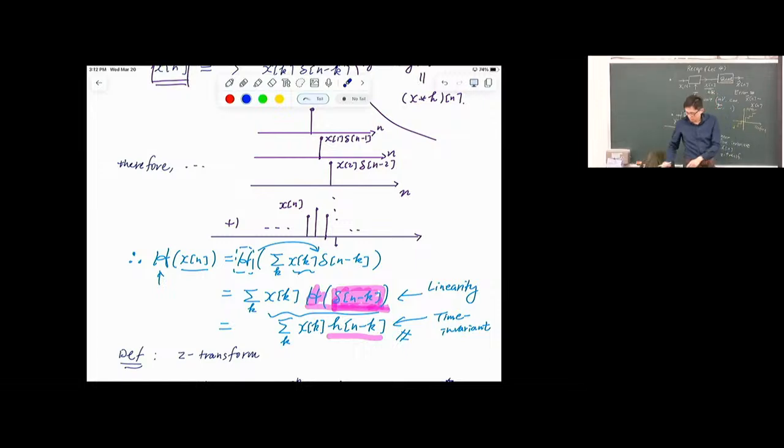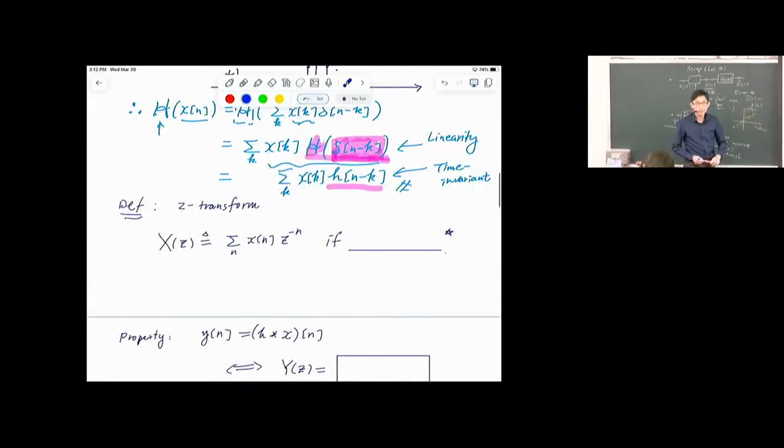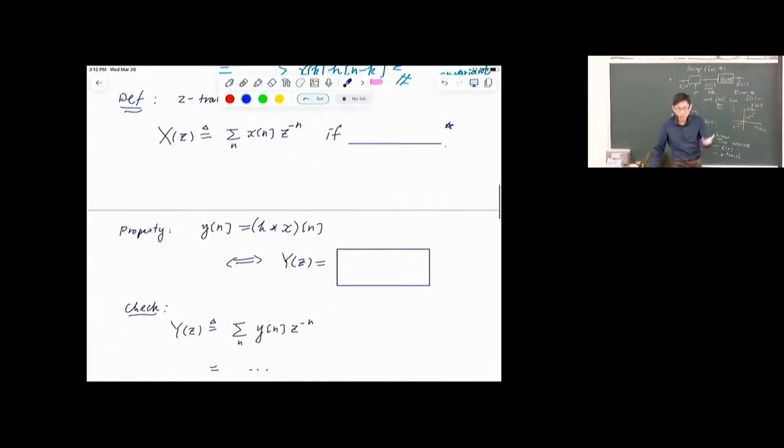Next week when we come back, we'll officially review the transform, and there's also a corresponding convolution theorem. Convolution in the time domain implies multiplication for the Z transform.